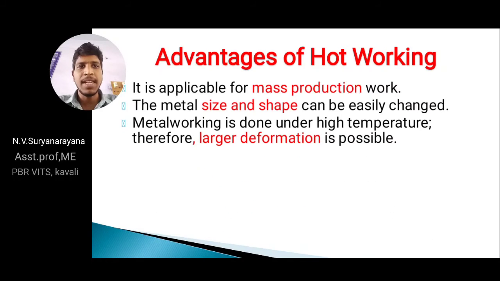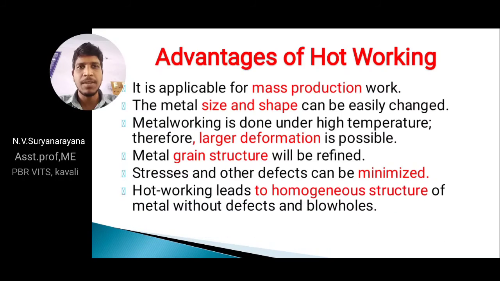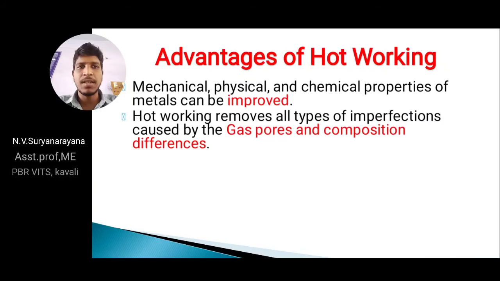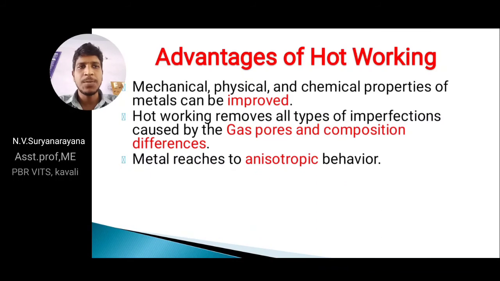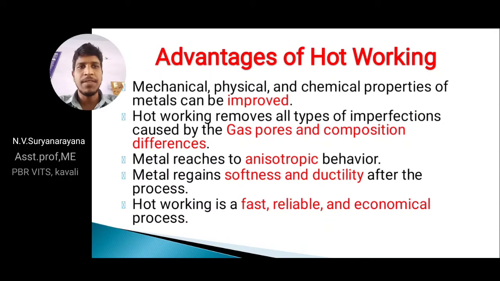Metal working is done at higher temperatures, therefore larger deformation is possible according to our requirement. I already told you, the metal grain structure will be refined. Stresses and other defects are minimized. Why? Because we are heating. It is a homogeneous structure, metal without defects. Next, mechanical, physical and chemical properties are improved. Gas pores and composition differences are removed. Metal reaches isotropic behavior. Hot working is a very fast, reliable and economical process.